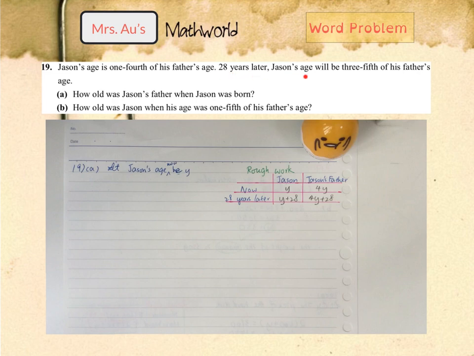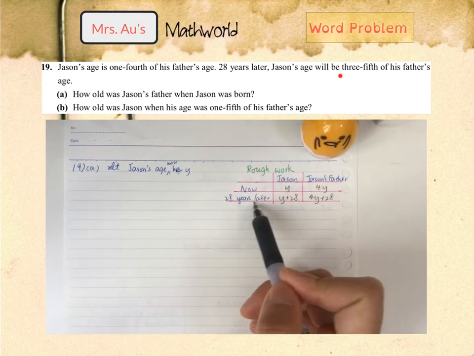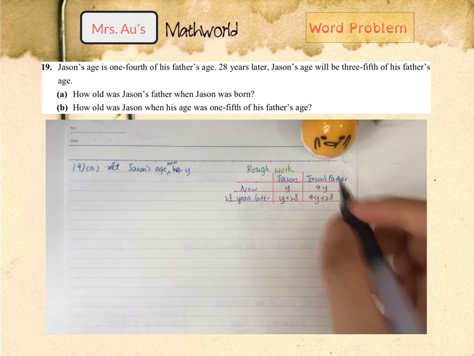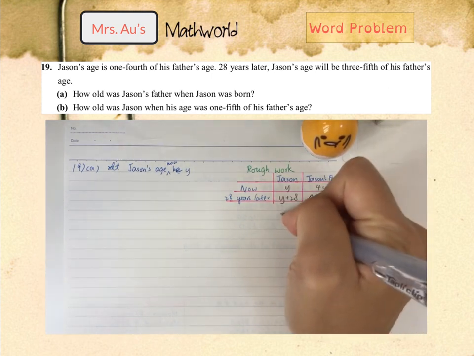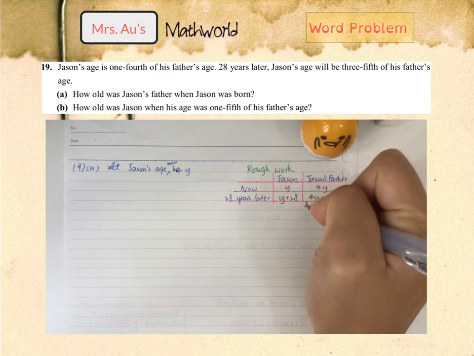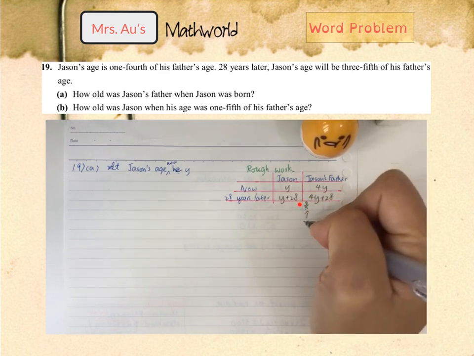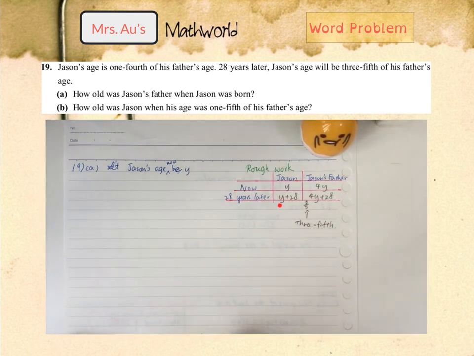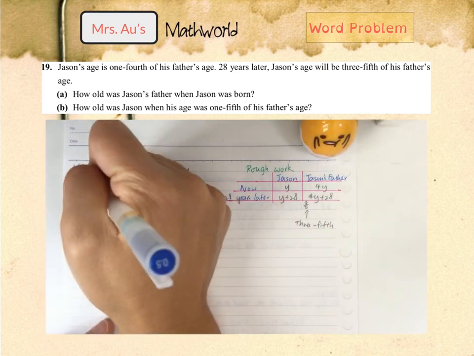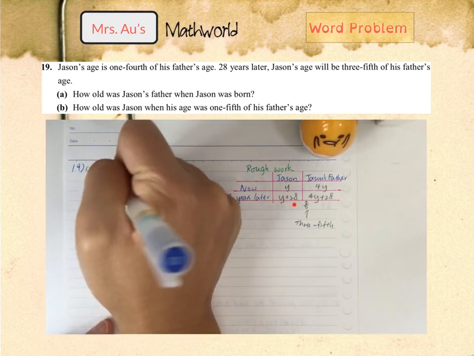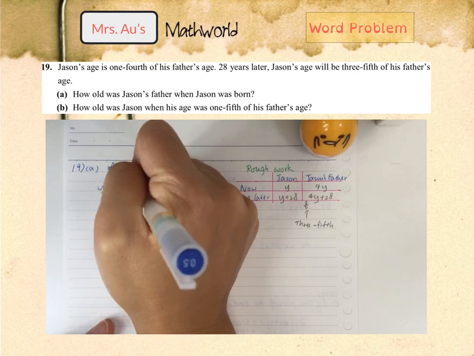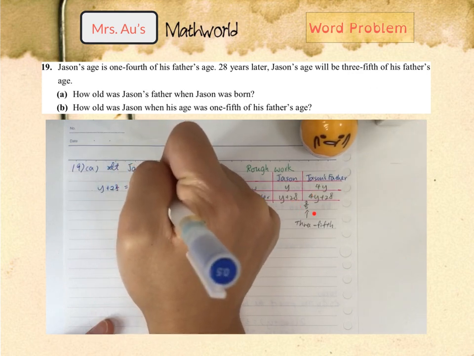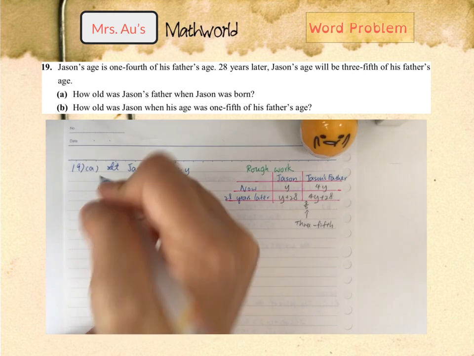28 years later, Jason's age will be 3/5 of his father's age. 3/5 of his father's age means that 3/5 times the whole thing will equal Jason's age. So write down y plus 28 first, and you will get 3/5 times 4y plus 28.